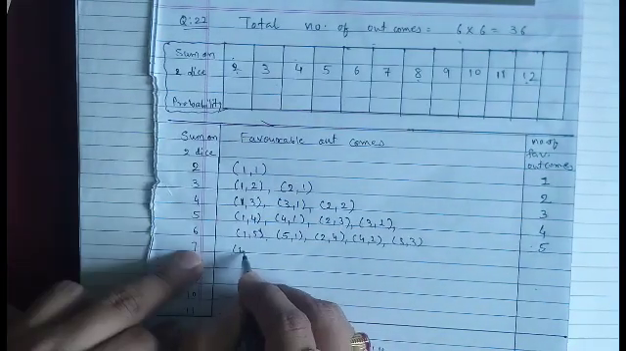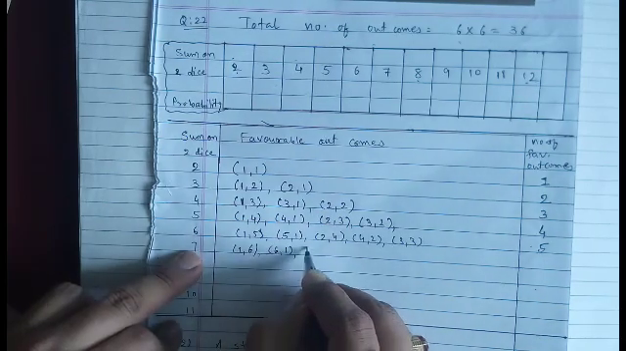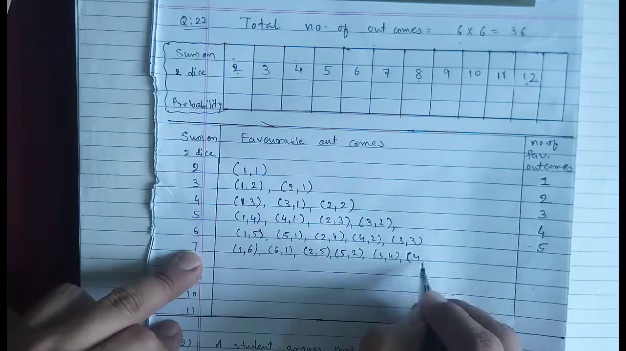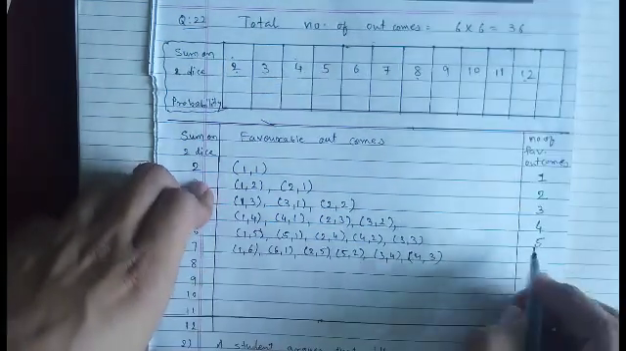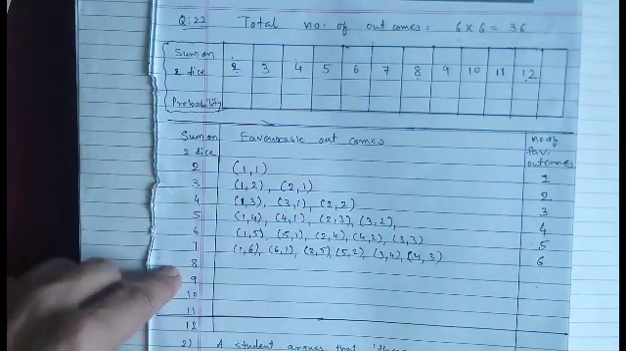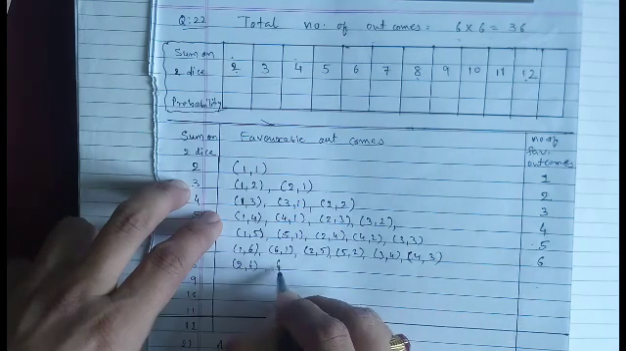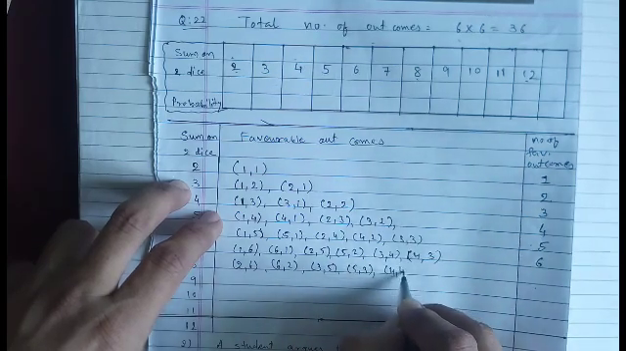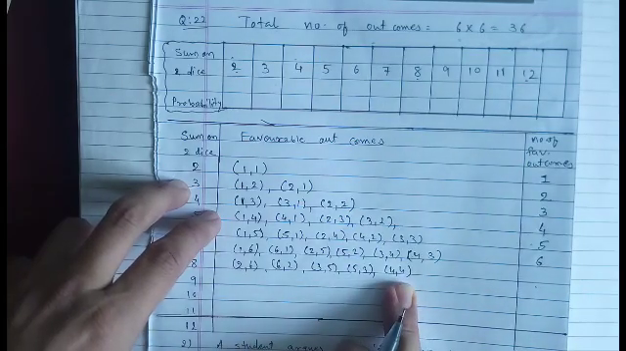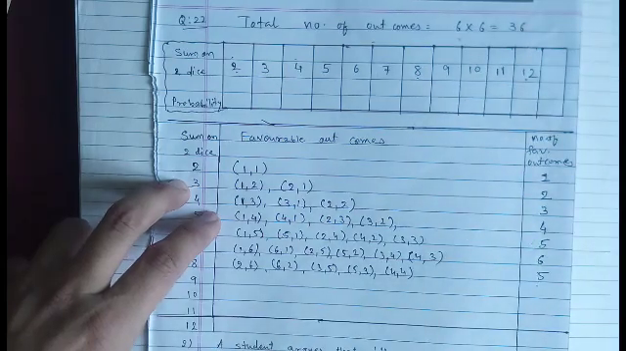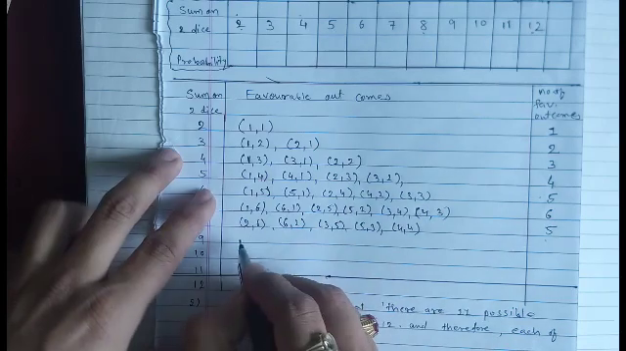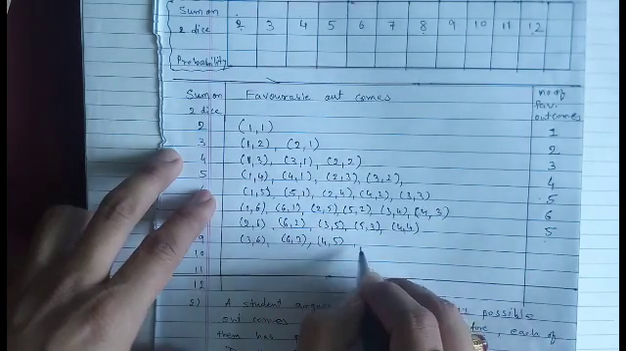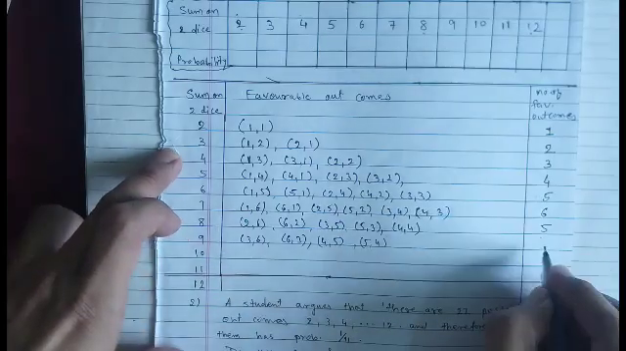Now to get 7: 1, 6, 6, 1. 2, 5, 5, 2. 3, 4, 4, 3. So 1, 2, 3, 4, 5, 6. 6 is the number of possibilities. Now to get sum 8. It can be 2, 6, 6, 2. 3, 5, 5, 3. 4, 4. So the number of possible outcomes is 5. Then to get sum 9, let us see what the possibilities are. 3 plus 6, 9. 6 plus 3, 9. Then 4, 5 and 5, 4. So the total number of possible outcomes is 4.